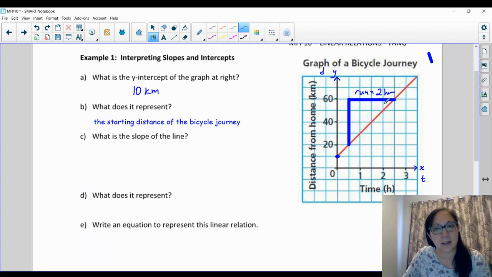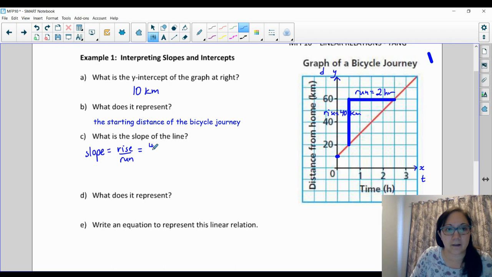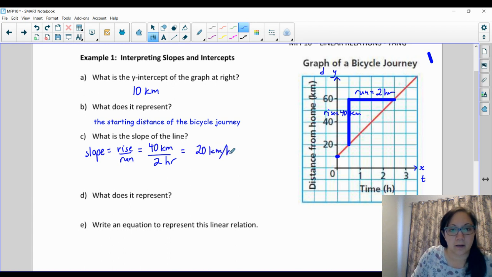So if you count that, yes, it's 4 blocks, but every block is worth half of an hour. So that's actually representing 2 hours. Here we have 4 blocks again, but that's representing going from 20 to 60 kilometers. So the rise on this was 40 kilometers. Okay, so when we go to find the slope, we have to take the context into account, which means we don't say it's 4 squares over 4 squares. We have to say it's 40 kilometers over 2 hours. And then when we divide 40 divided by 2, we get 20. And our units are kilometers on the top and hours on the bottom, or 20 kilometers per hour.